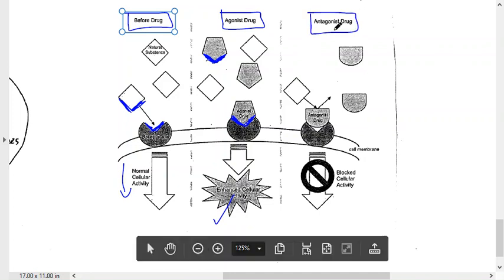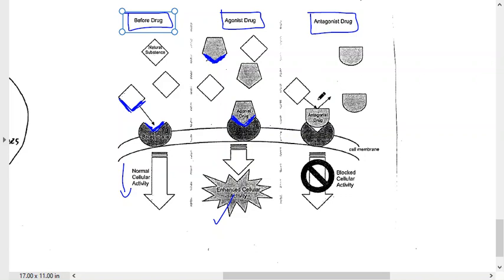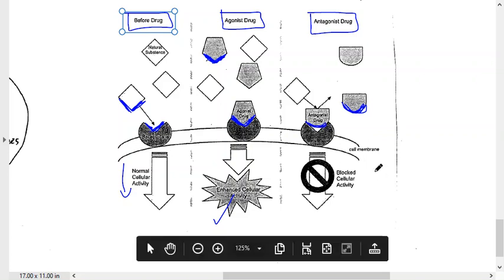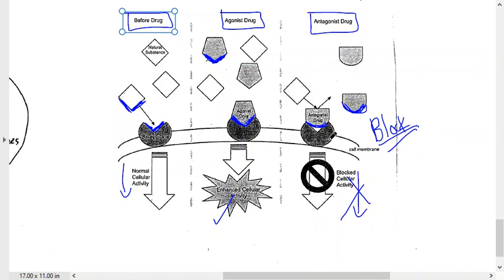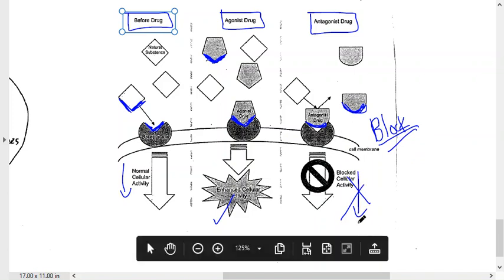Other drugs reduce cell response. These are called antagonist drugs. So they don't have a perfect shape match, but they have a good enough shape match to get in the way. I've drawn this as a little loop here, and it blocks the receptor. And the result is that whatever cell response is produced gets halted, right? It gets stopped. This drug blocks the receptor and stops the response.